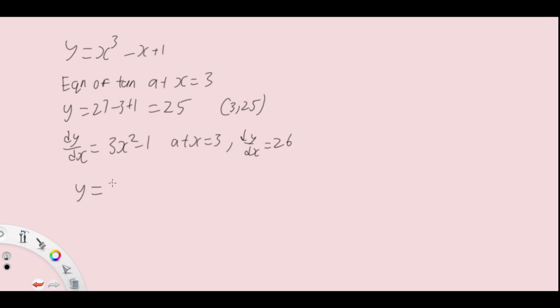I'm going to use the one that I like: 26 times x minus x coordinate, plus y coordinate. So I'll get 26x minus 78 plus 25, which is 26x minus 53. And this is actually your tangent.